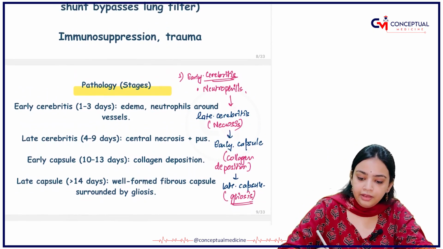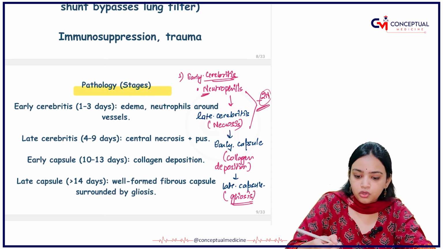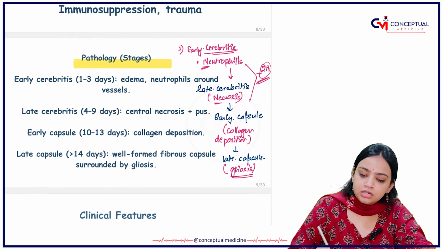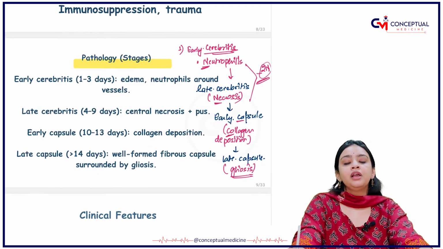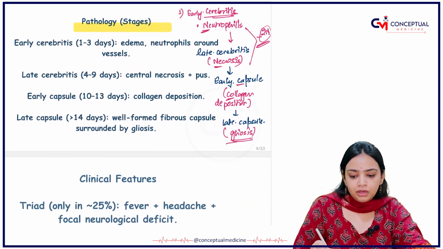First stage, you have N and N. Okay, two N's are there in the first stage. That is neutrophils and necrosis. In the third stage, you have the capsule, C for C. Capsule is for collagen, and then in the late one, you have the gliosis.